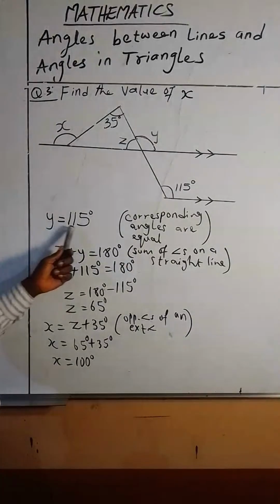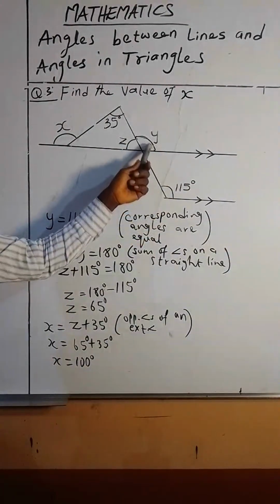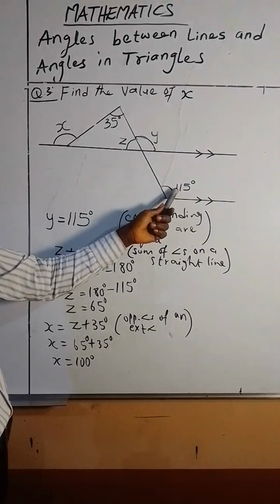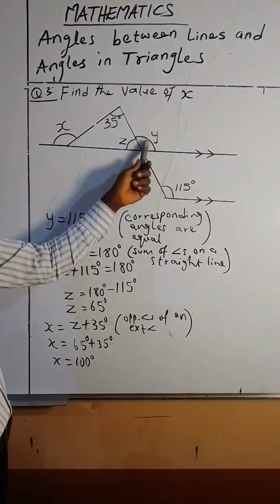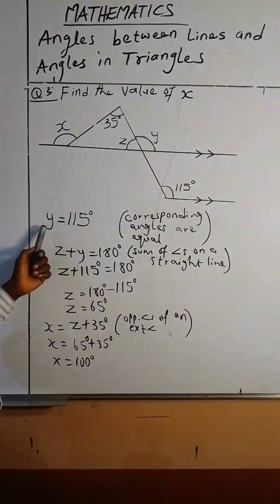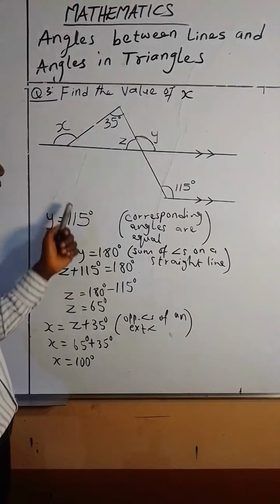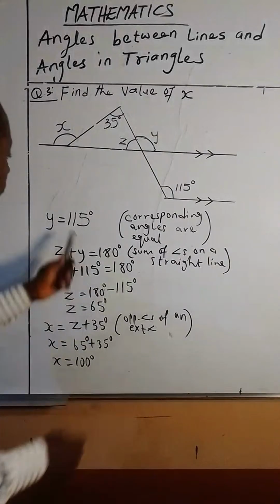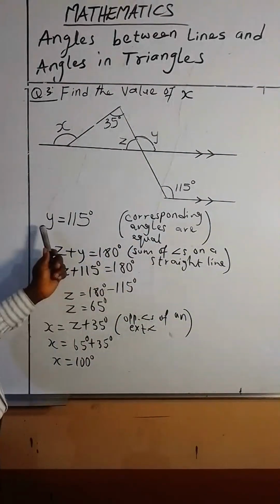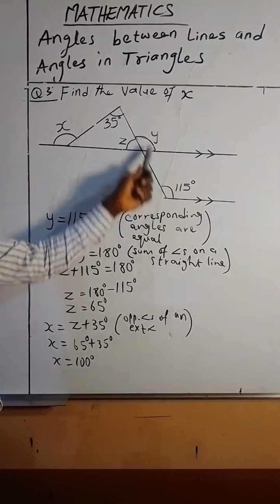And the reason is because y is in the same or corresponding position with 115 degrees. So since y is in the same position, it therefore means that y is equal to 115 degrees. Same value. So corresponding angles are equal. Therefore, y is equal to 115 degrees since they are in the same or corresponding position.